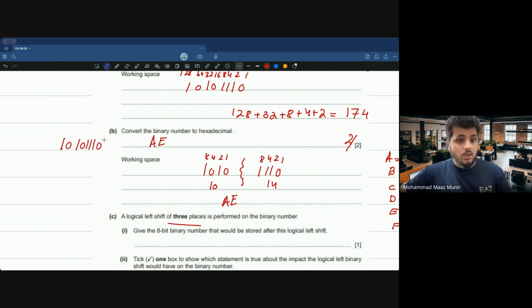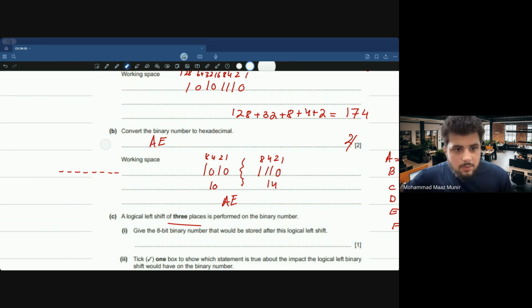10101110. So if I make 8 slots, 1, 2, 3, 4, 5, 6, 7, 8, where is this 0 going to go? Will it be at this spot? No. Will it be at this spot? No. Will it be at this spot? No. Will it be at this spot? Yes. Why not the first one? The reason behind this is, look at this. The 0 was already at this position.